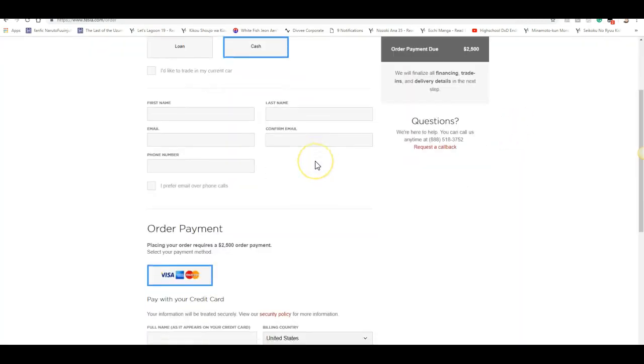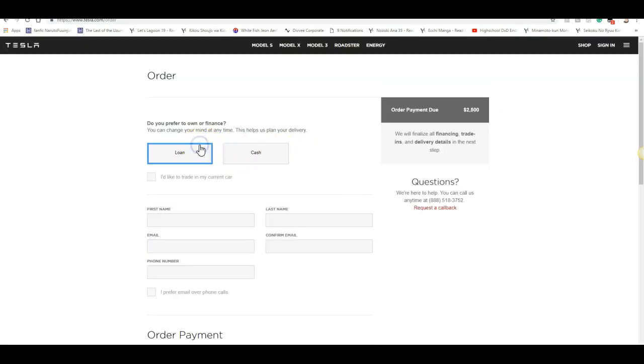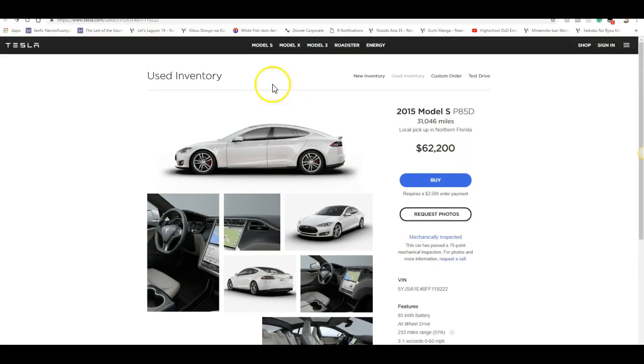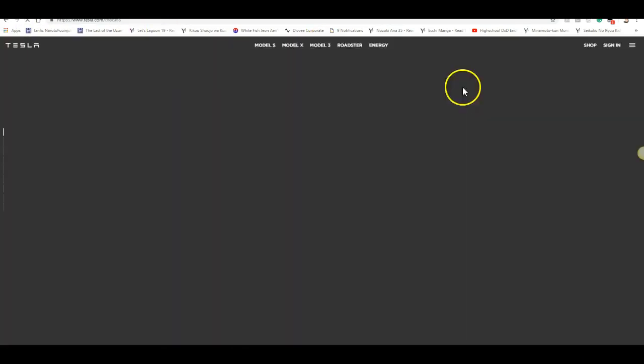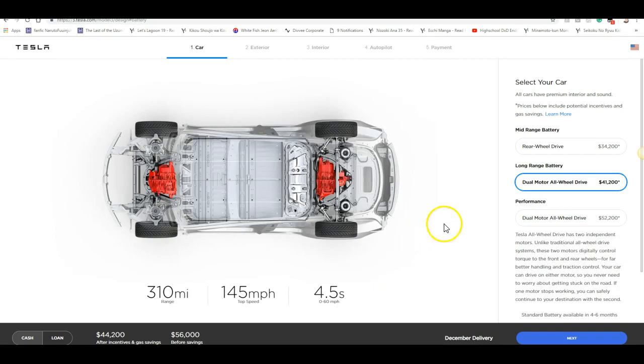To order the car, let's see what they have. Okay, you just got to buy it straight out. Well, if you have a loan, let's see what it has. Okay, it doesn't really let you do anything. Let me show you how it works with a Model 3. Let's go to the Model 3. So you want to build a Model 3 all-wheel drive, 3.13 seconds or whatever. If you're ordering a dual motor, as you can see, that's just as fast as the P85D, like the 2015.